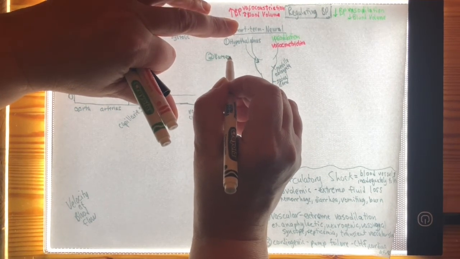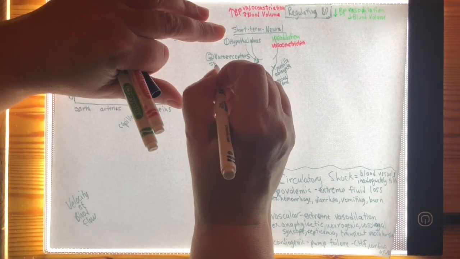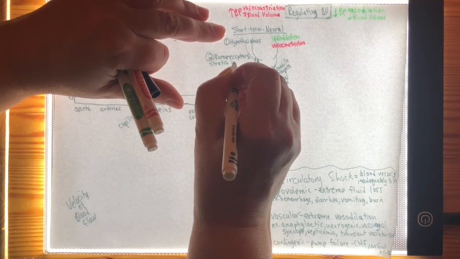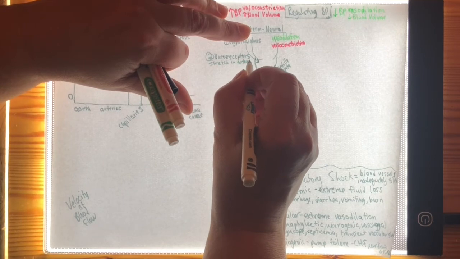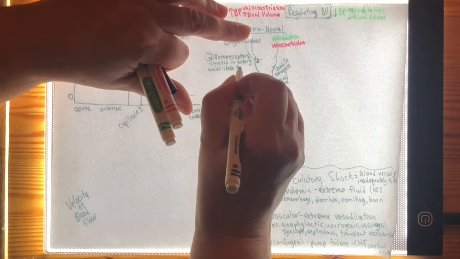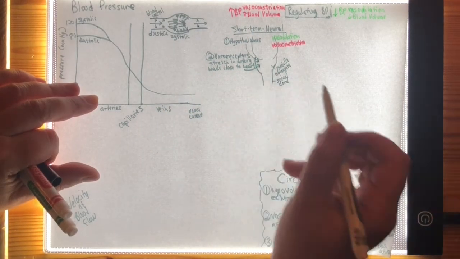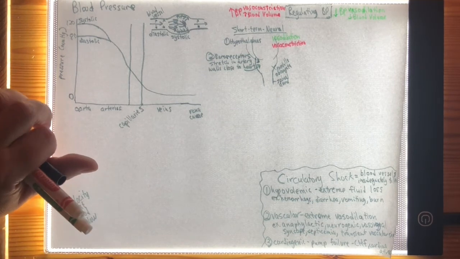Secondly, we have baroreceptors. The root baro means pressure. So this is simply measuring the actual pressure, as we said earlier, that is being exerted against the walls, especially of the arteries that are close to the heart. So baroreceptors are little sensors that sense pressure changes to the artery walls close to the heart.